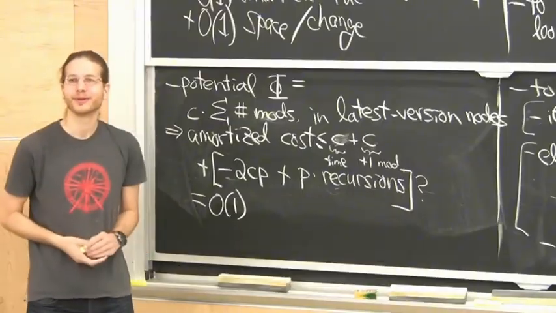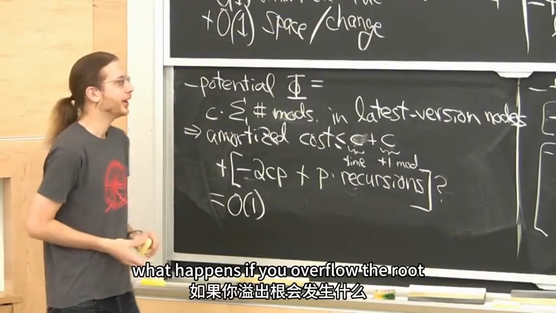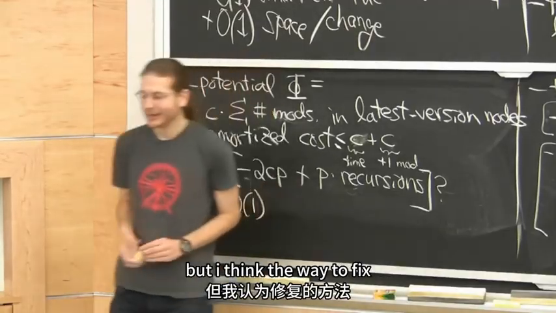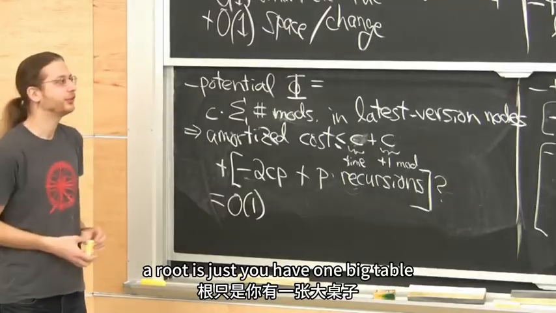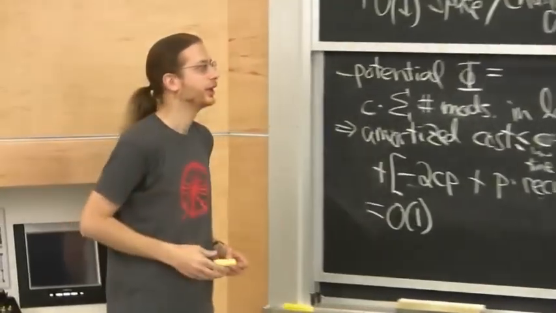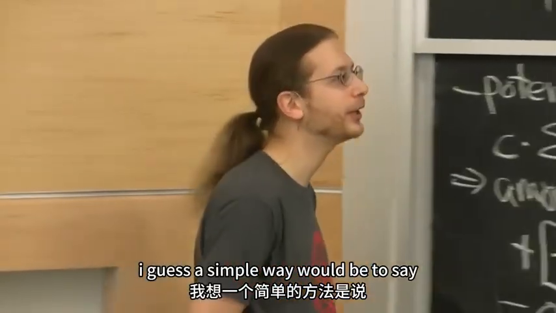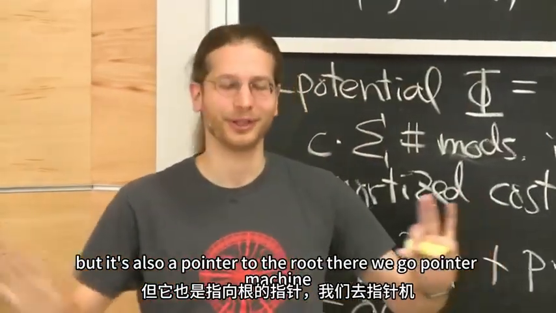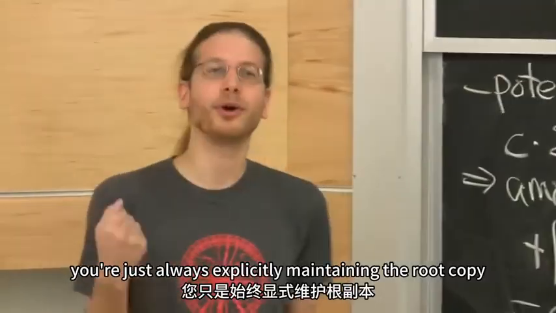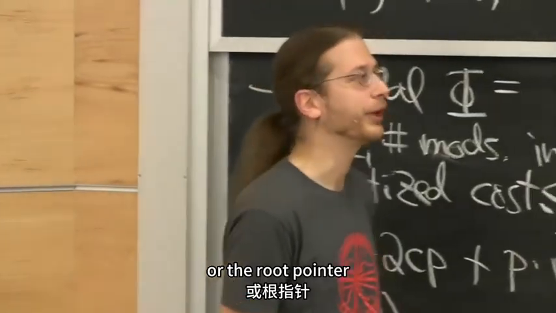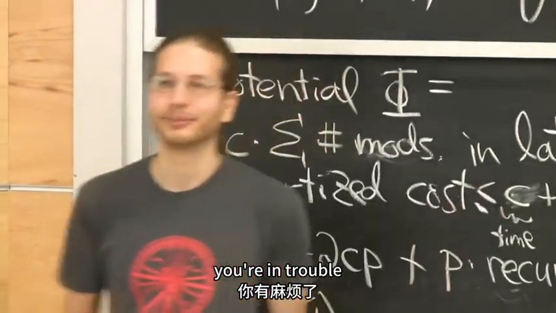Question? What happens if you overflow the root? Yeah, I never thought about the root before today, but I think the way to fix the root is you have one big table that says for a given version, I guess a simple way would be to say not only is a version a number, but it's also a pointer to the root. There we go, pointer machine. So that way you're just always explicitly maintaining the root copy, or the root pointer, because otherwise you're in trouble.